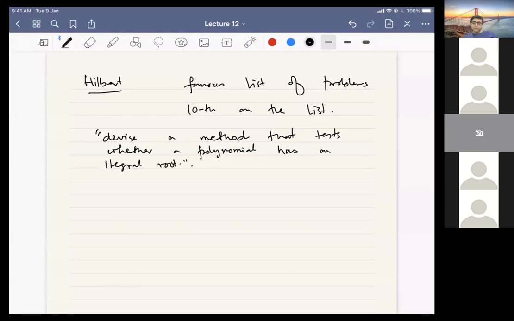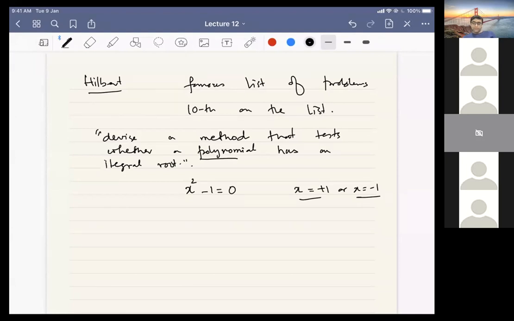What does that mean? There are so many terms: polynomial, integral root, and so on. For example, let's make it easier: x squared minus 1 is 0. This is a polynomial which has integral solutions. What are those integral solutions? x is either plus 1 or x is equal to minus 1. These are the two possible solutions for our polynomial.